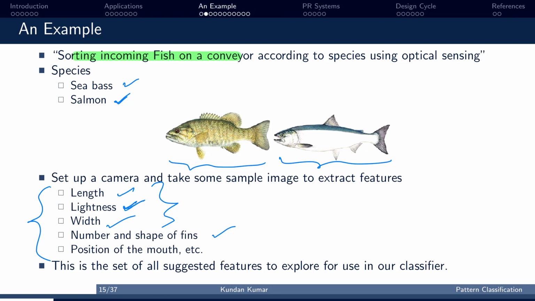There are other features as well, like length and width. You can even notice the fin position. If we apply a certain algorithm that will detect the fin position, then we can extract some numerical value from that, and that will act as a feature. So we can have different types of features: the length, lightness, width, number of fins, and the position of the mouth as well. These are the features in this problem.